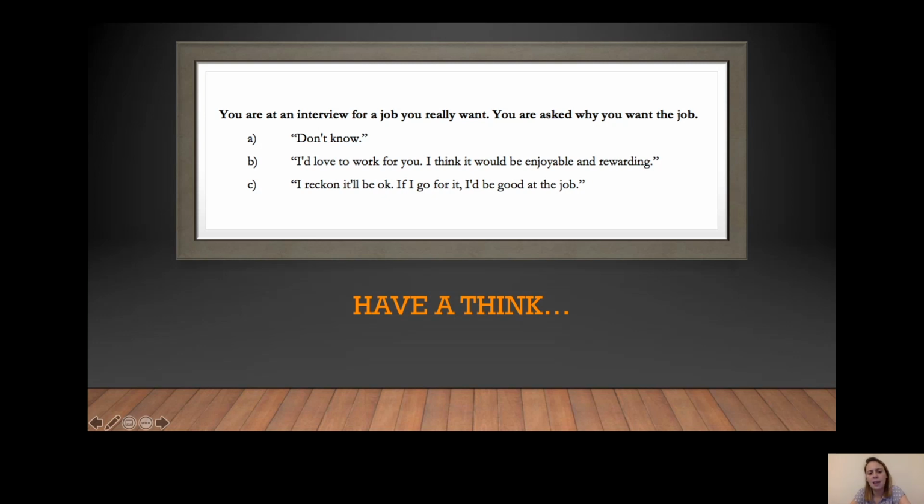Now, B and C are both quite polite. B is the correct answer: "I'd love to work with you. I think it would be enjoyable and rewarding." Why is B the most appropriate response? I want you to think really carefully about precise language. Well done if you spotted that B was the most enthusiastic and politest response, but it also used language such as enjoyable and rewarding to convey to the reader just how much this interviewee really wants the job. Even though the other one isn't rude, the language doesn't convince me that they actually really want this job.